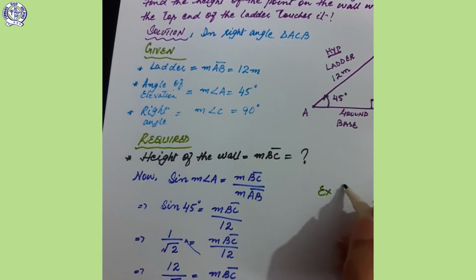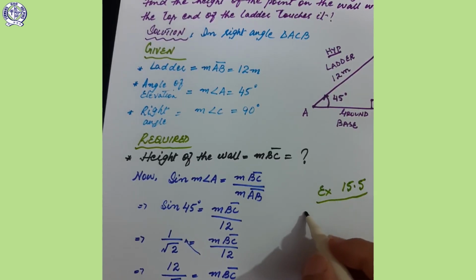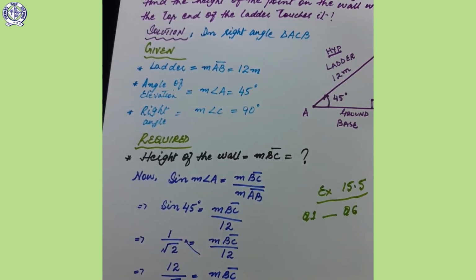I'll write it here, exercise 15.5. Okay, try these questions, question 1 till question 6. Okay, try to solve it. After the 6th question, try to do question number 10 and 11 and then 14. Okay, so try to solve these questions. Let's see if you have understood. If you have any problem you can ask me, just message me. Okay, then I will explain it to you.